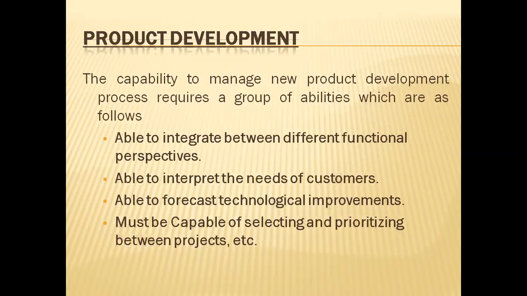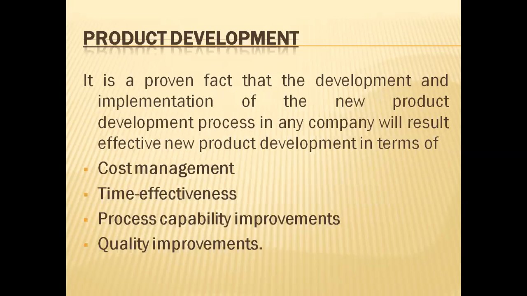So one thing is proven, that if you want to develop and implement product development, you have to take into consideration these four important factors. Which are those? Cost management, time effectiveness, process capability, as well as quality improvements. Okay. So now these are some of the steps we have to take for product development. Now the next important point as per your syllabus is how to implement the product development process successfully.